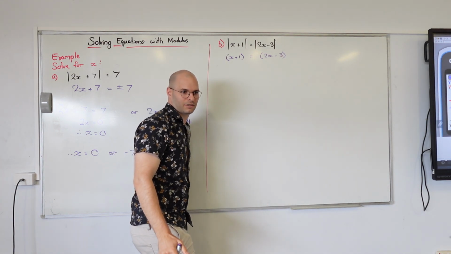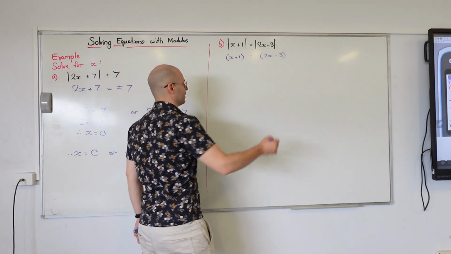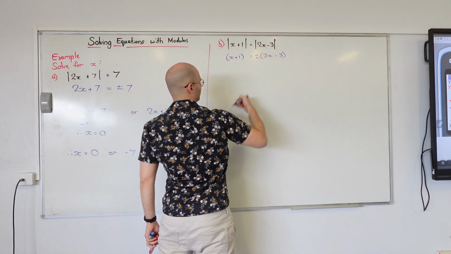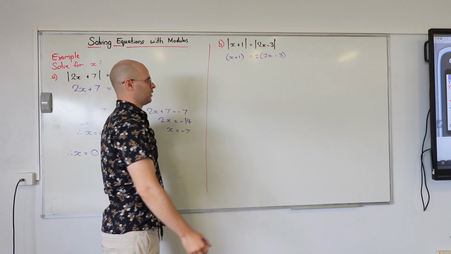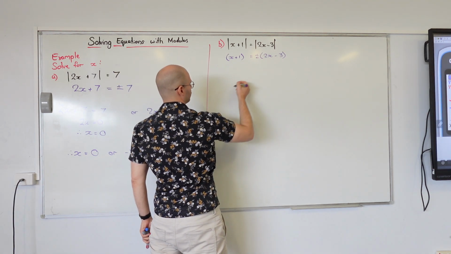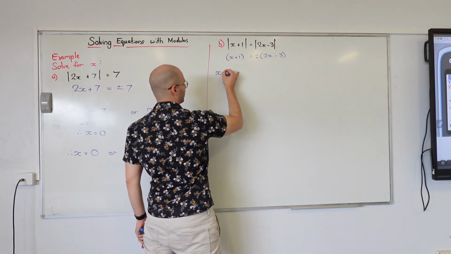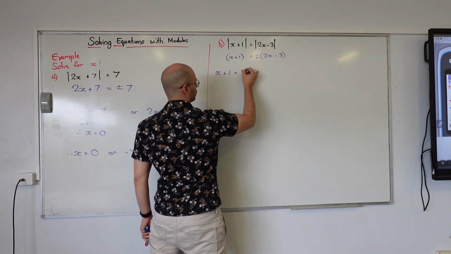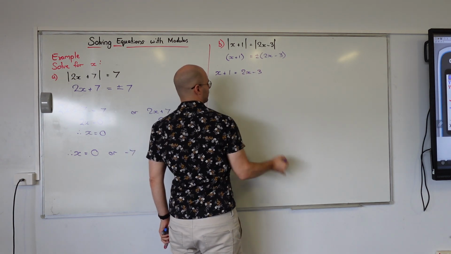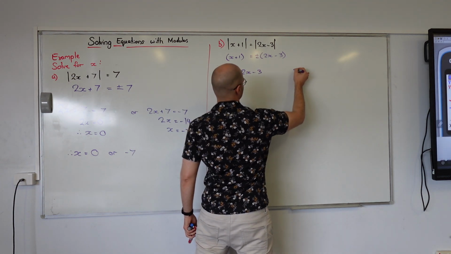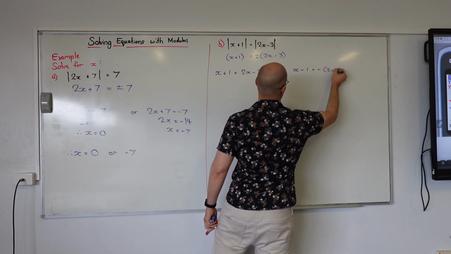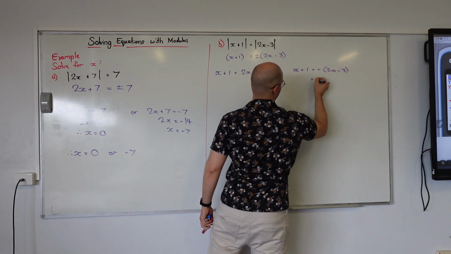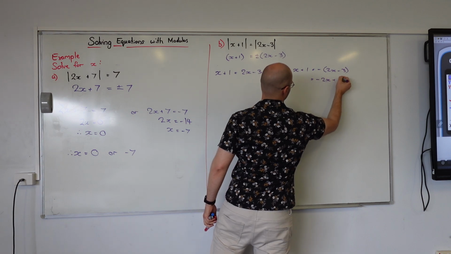Which side do you want to sacrifice, Isaac? The right one. The right one. You only need to plus or minus one of the sides. Doing this, we split into two equations. The first equation is x plus 1 equals 2x take 3. The second condition we get is x plus 1 equals negative (2x take 3), which expands out to minus 2x plus 3.